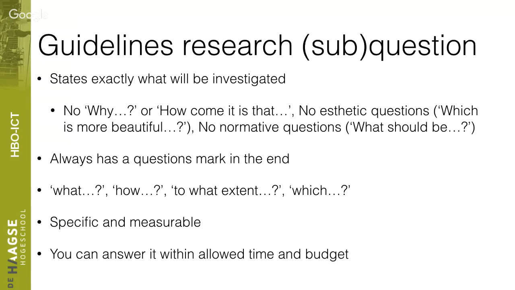A question always has a question mark at the end, so if you write your question and there is no question mark at the end, then you know that there's a problem. It has to start with what, how, which, to what extent. These fit very well. Very important is that it has to be measurable. How beautiful something is, is not very measurable, but how much time does it take is something that we can measure very clearly.